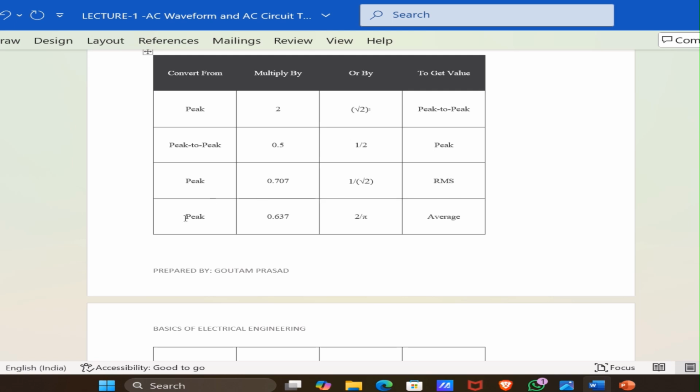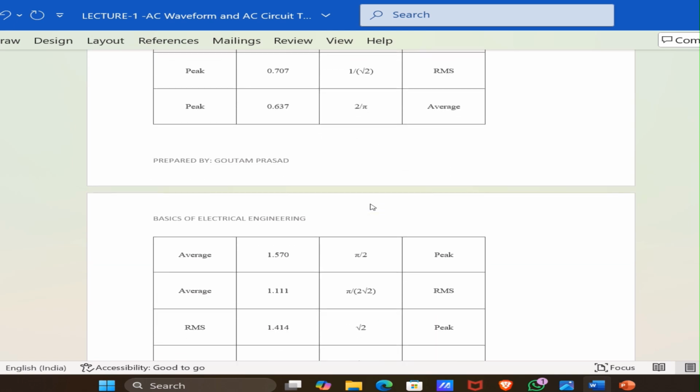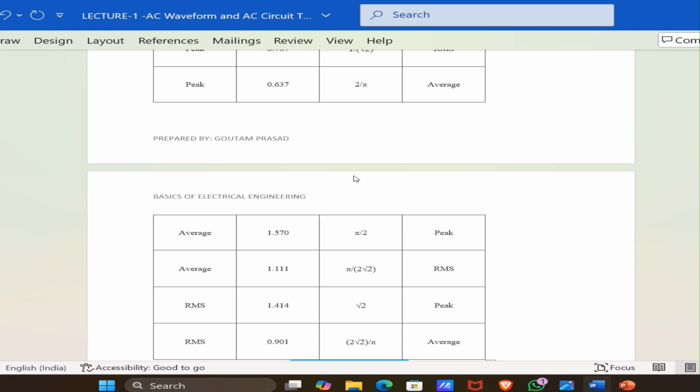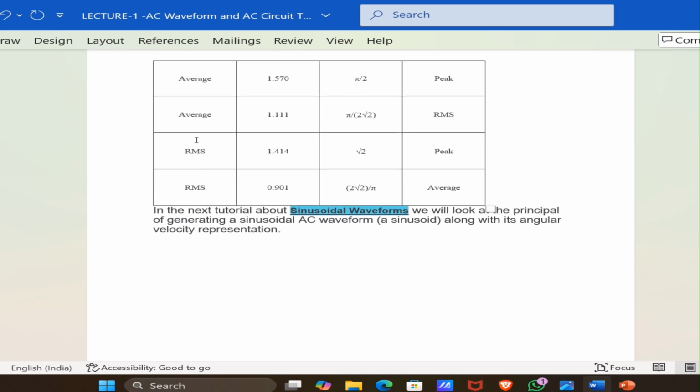And if you have the peak value and you want to convert it to average value, you will have to multiply it with 0.637 or 2 by pi. Pi happens to be 3.14 here, and that gives you the value of 0.637. Then if you want to convert average to peak value, you will have to multiply by 1.570. If you want to convert from average value to RMS value, you will have to multiply by 1.11. And if you want to convert from RMS to peak value, you will have to multiply the RMS value by 1.414.